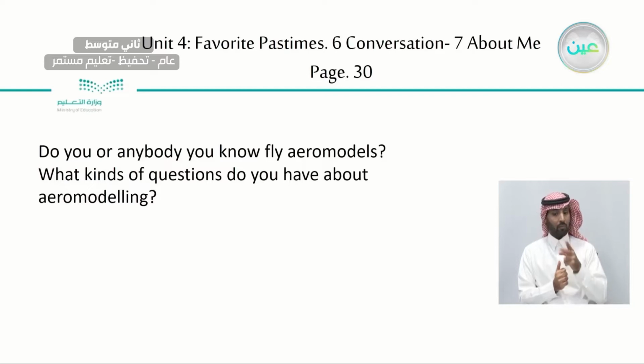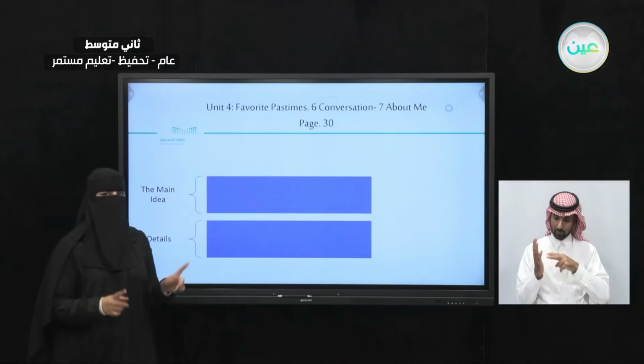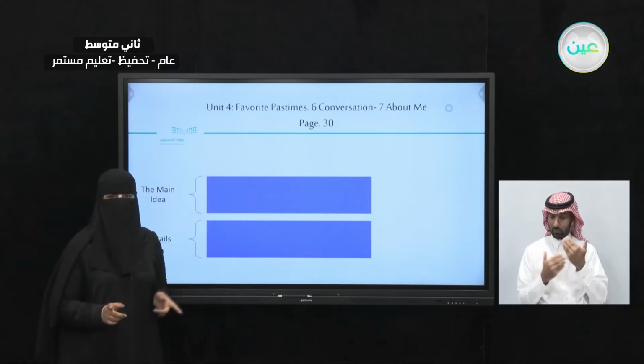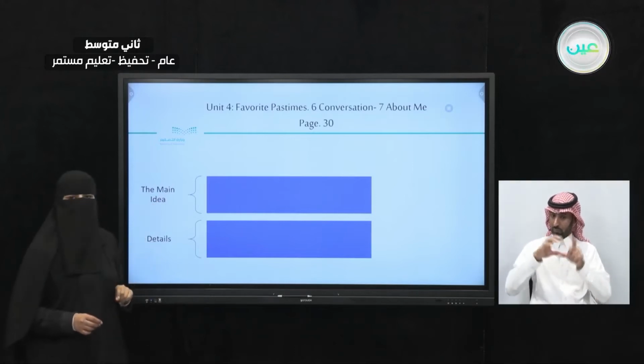And what kind of questions do you have about air modeling? So this activity, it's called air modeling. That means mimicking the look of the airplanes, trying to fly the airplanes. Just like when Rick told Jason about his favorite hobby, the unusual hobby. So now you are going to read the text, but before reading the text, what are you going to look for? You're going to look for the main idea and some details.